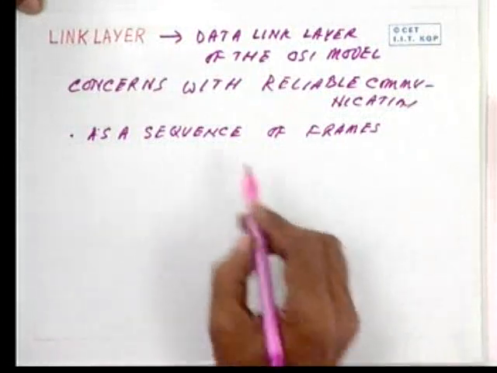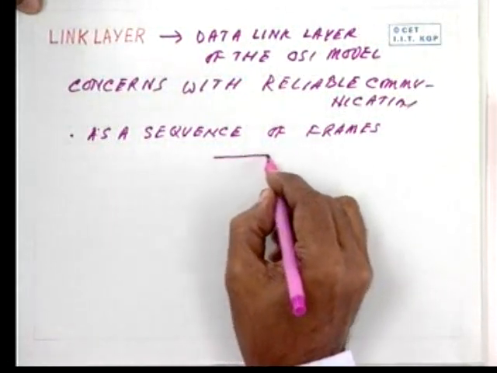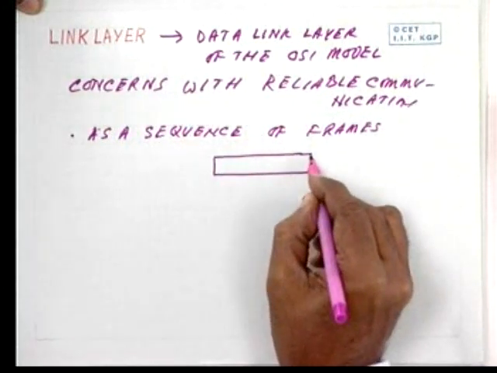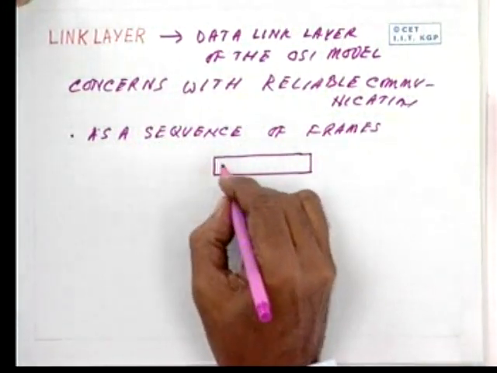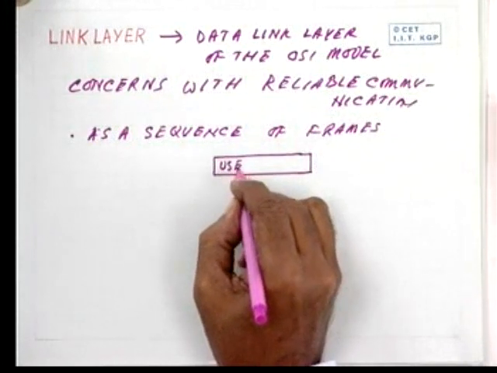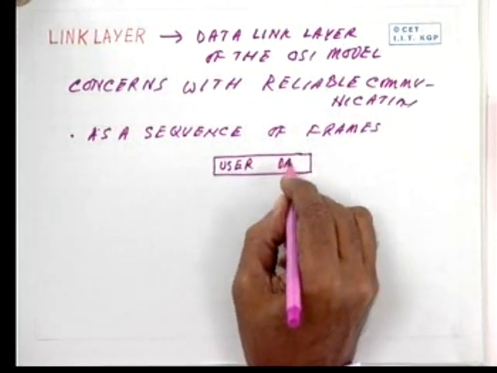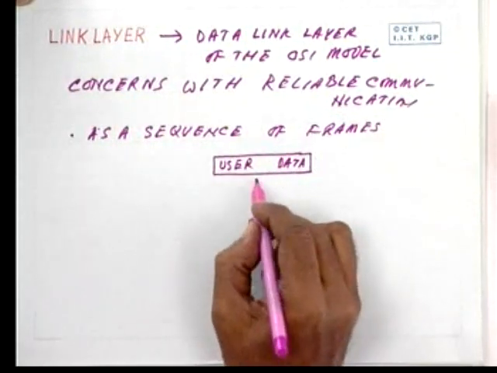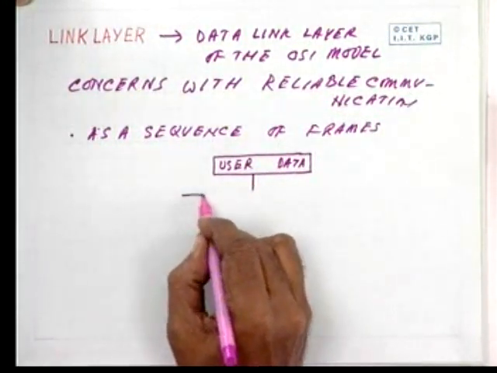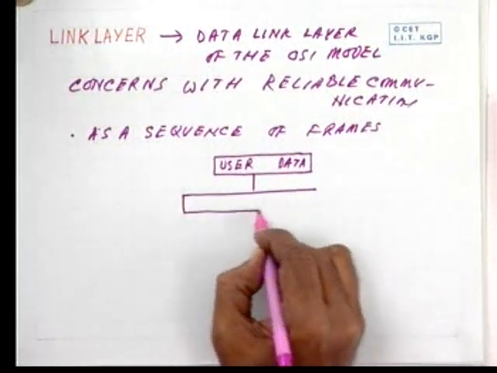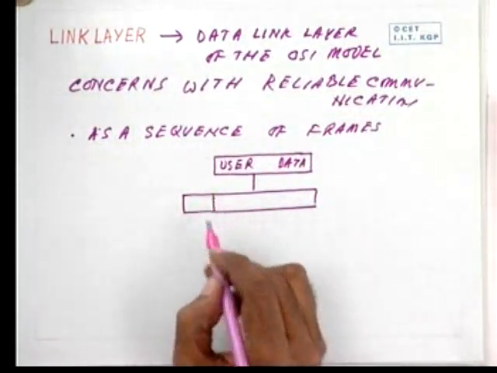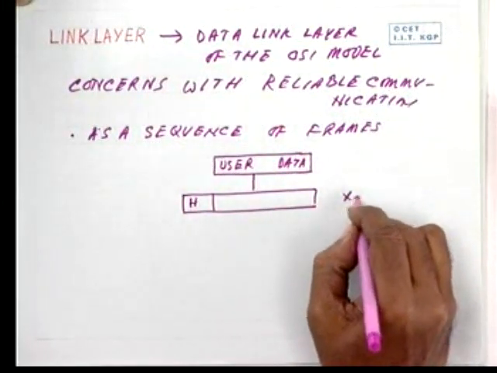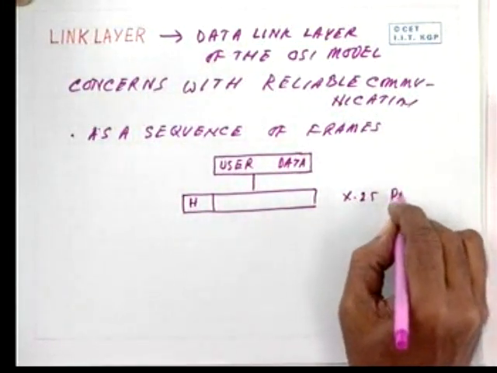We can look at this using this diagram. We can explain how it really works. Suppose this is the user data which has to be sent through a packet switching network. The layer 3 adds one header which is done by the X.25 packet layer.